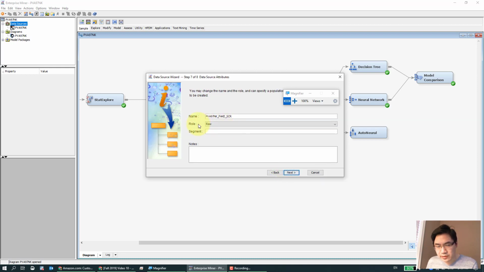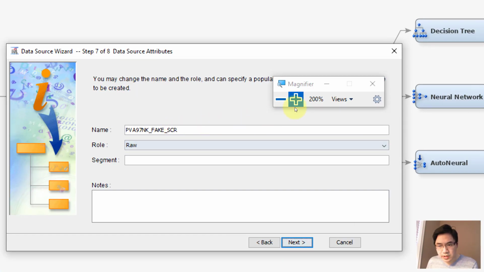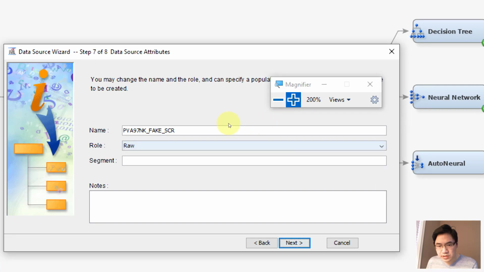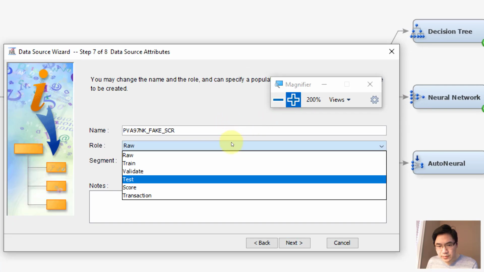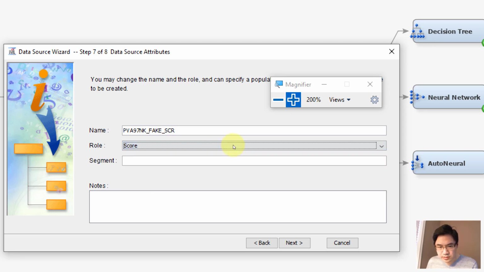This is very critical. You want to make sure that you change the role here. Because it's a score set, you want to explicitly change it to score. Do not skip this step, otherwise you'll run into a problem.